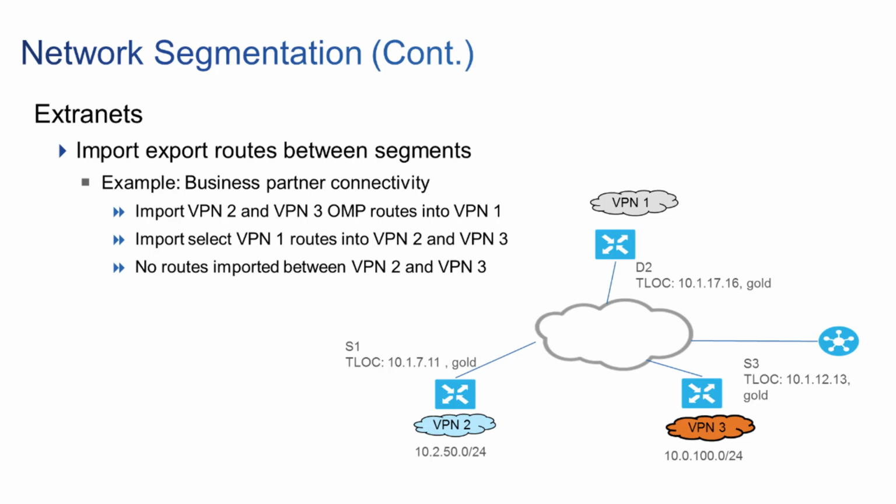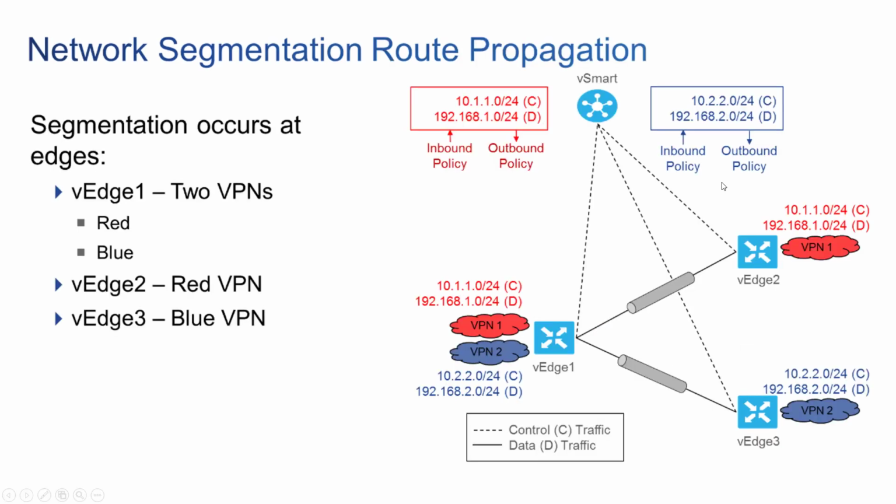So let's take a look at another example here, and this one we're going to have a visual for it. Segmentation occurs at the edge of the network or on those vEdge routers, and the segmentation information gets carried in the packets in the form of an identifier. So let's say that vEdge 1 in this particular topology subscribes to two VPNs, the red VPN and the blue VPN. The red VPN in this case is the prefix of 10.1.1.0/24, and the blue VPN is the prefix of 10.2.2.0/24. vEdge 2 only subscribes to the red VPN.